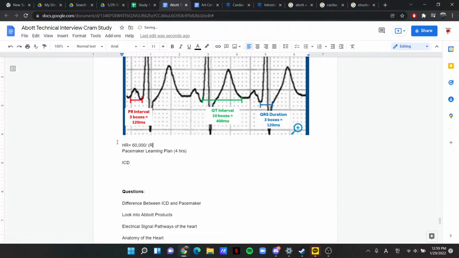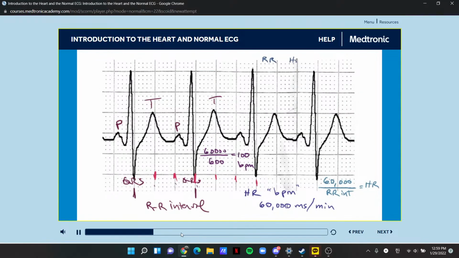Now you can easily create a little chart in your head with the RR interval on one side and the heart rate on the other.